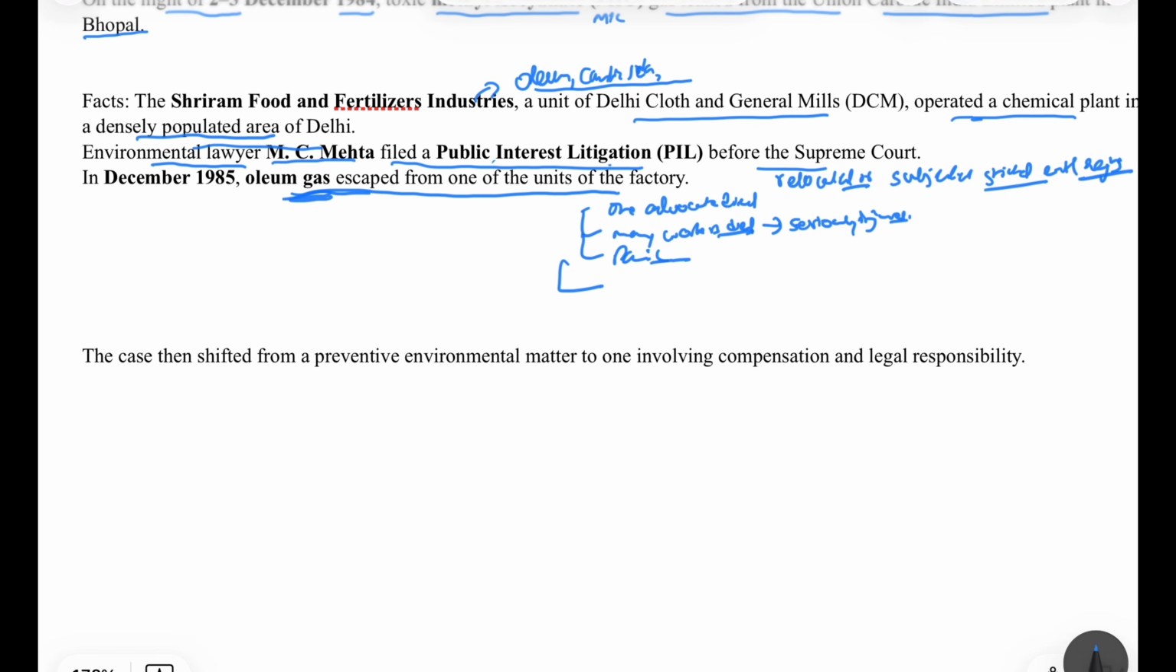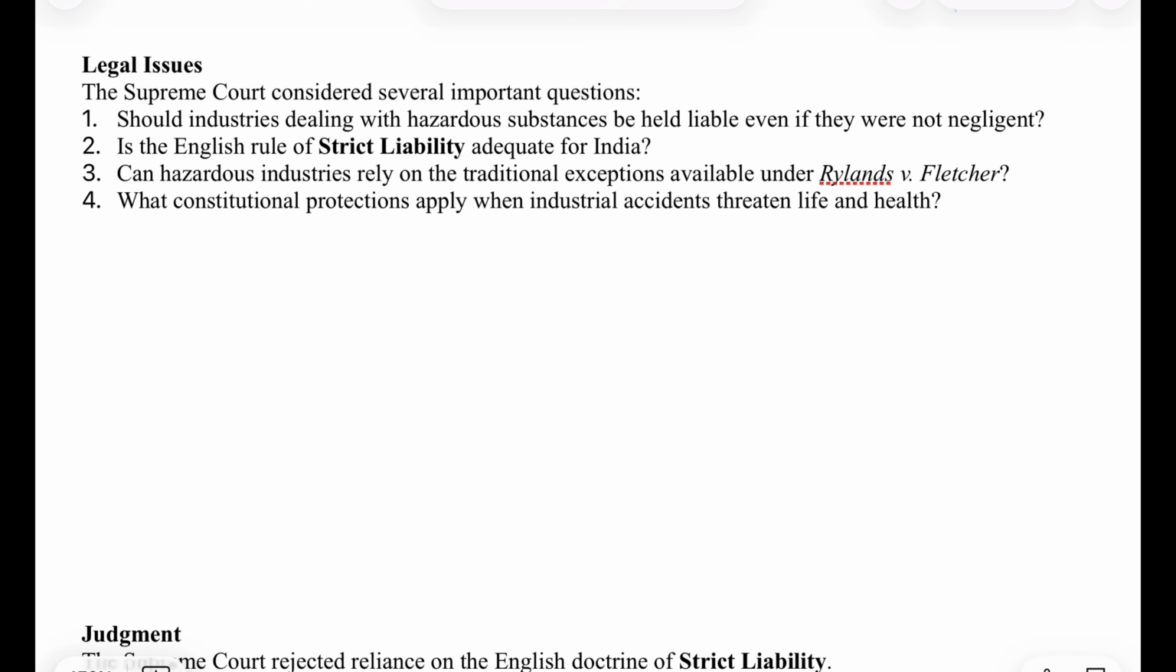Public concern about industrial safety intensified, especially because it came about a year or one and a half years after the Bhopal gas tragedy. So the case shifted from a preventive environmental matter to one involving compensation and legal responsibility. Because of this, the court rejected strict liability from the English rule.